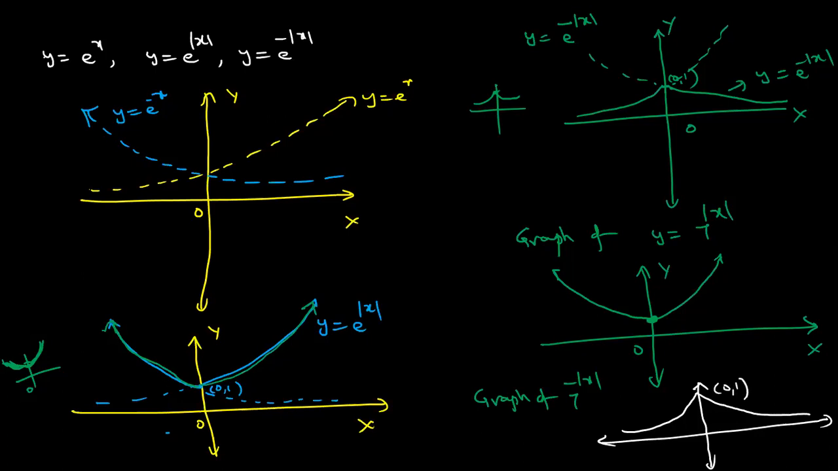This is what your (0, 1). Put x is equal to 0. What is the value of y? 1 is coming. So please draw these pictures. Here base is e. Here base is 7. Both are greater than 1.